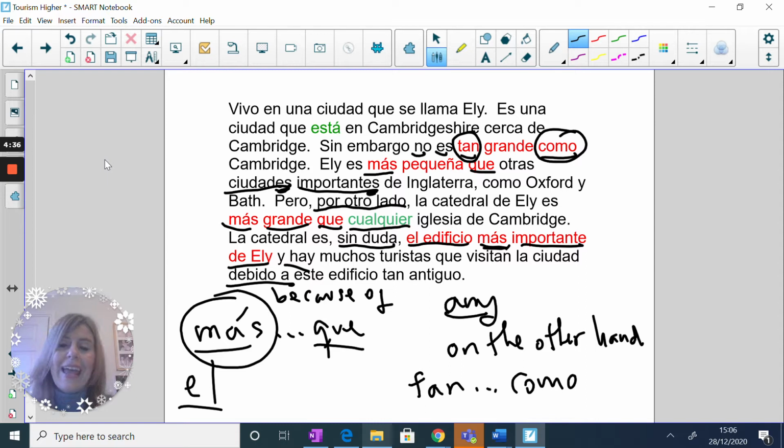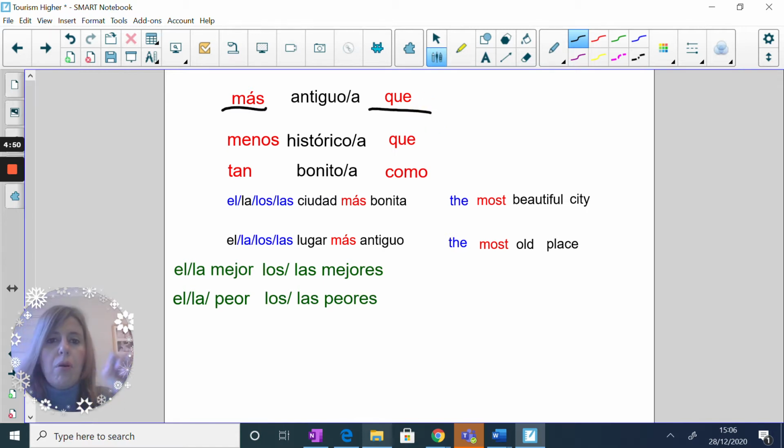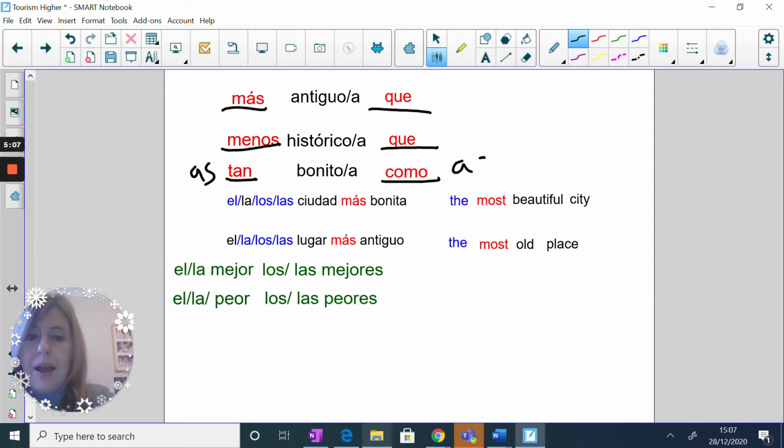Bien, so, eso es lo que tenemos, the comparative and the superlative. So, let's do a recap. Okay, see if you really understand it. Para decir en español, more than, we say más que, more than. To say less than, we say menos que. Less historical than, menos histórico que. To say as big as, as important as, we say tan como, ¿de acuerdo?